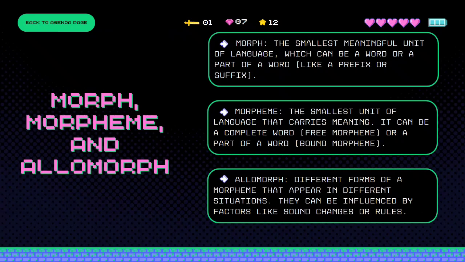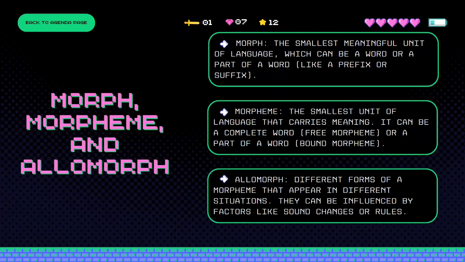Morph, the smallest meaningful unit of language. It's a term used to describe the basic building blocks of a word, which can be a word or part of a word, like a prefix or suffix. Morpheme, the smallest unit of language that carries meaning. It can be a complete word or a part of a word.